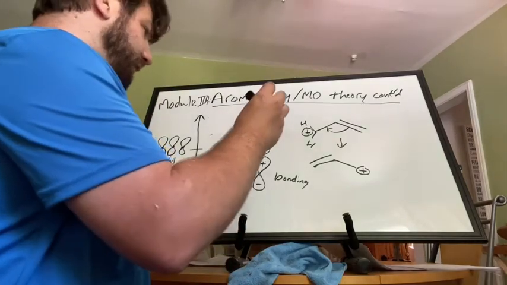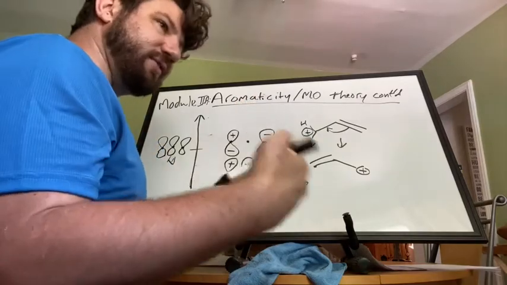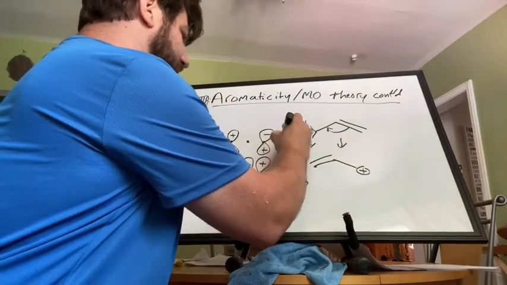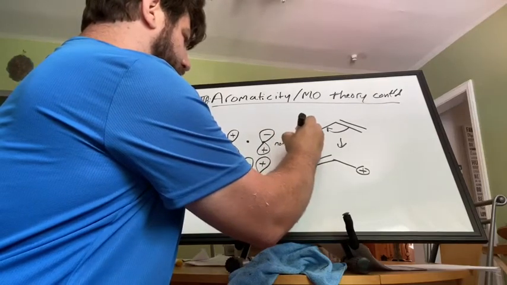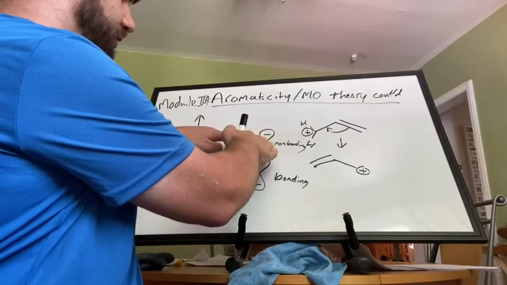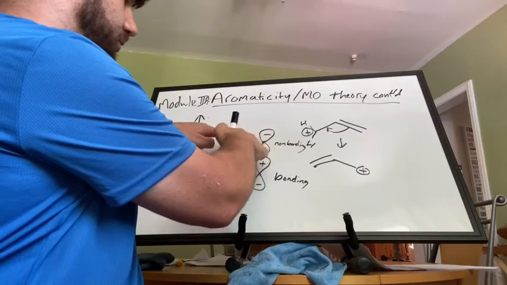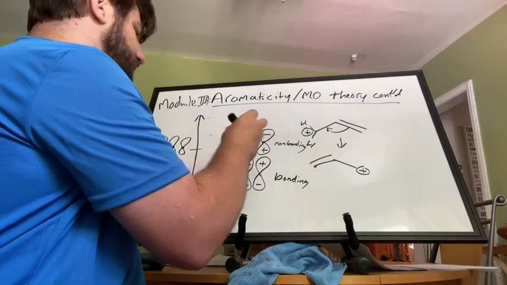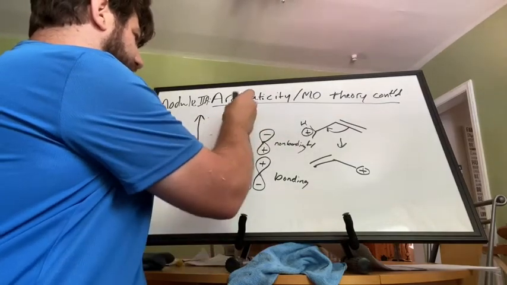Now, if you actually have nodal planes like what I referred to earlier, this is going to be non-bonding again, because there's a complete void from one nucleus to the next. So in other words, there's no overlap.